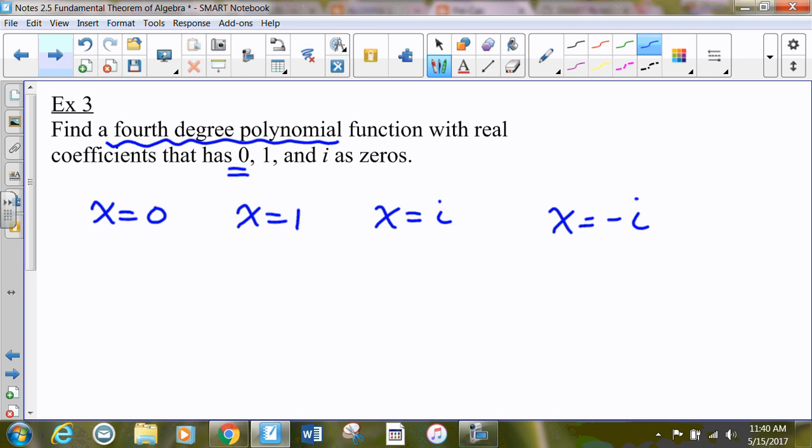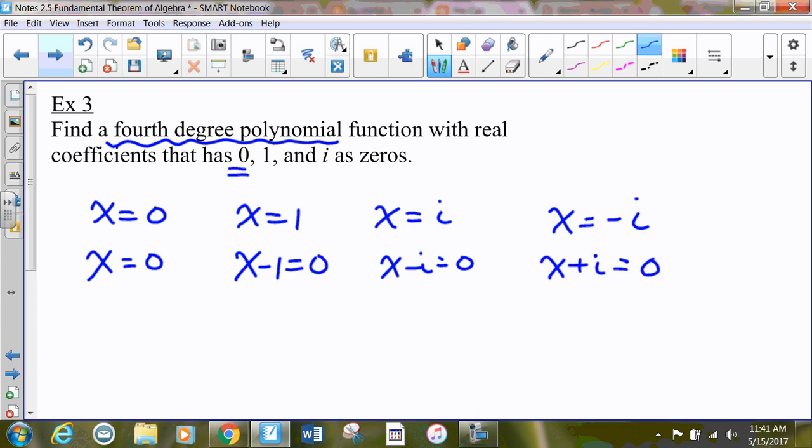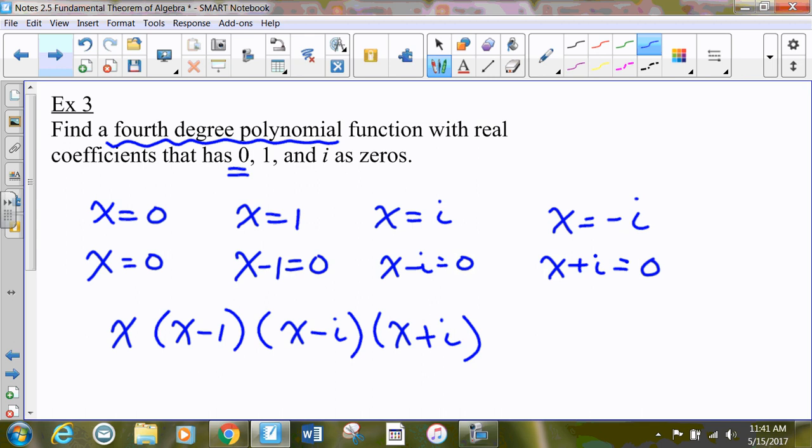So now that I know my zeros, I'm going to be working backwards, just like I did before. I'm going to be subtracting what's on the right side. x minus 0 is x. So that was kind of interesting. So I have x minus 1, x minus i, and x plus i. Then I continue to work backwards, and I drop the zeros. I'm going to write them just as a product of linear factors. And then I don't need the equals 0, but I'm going to go ahead and distribute.